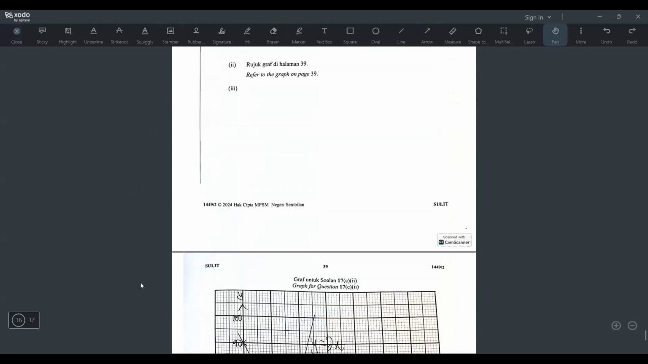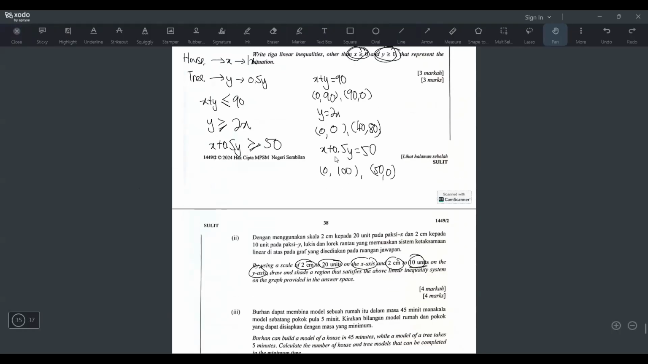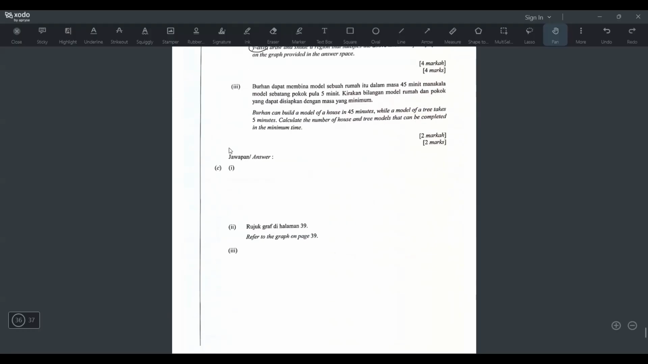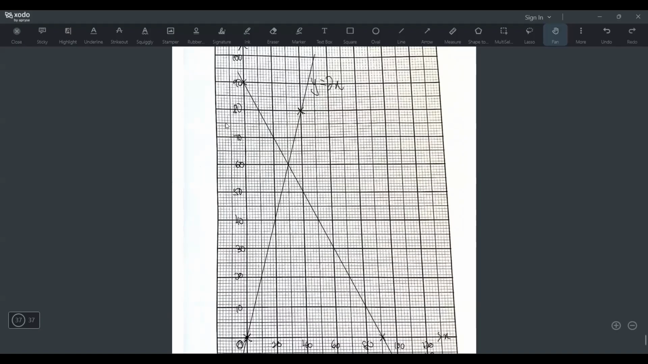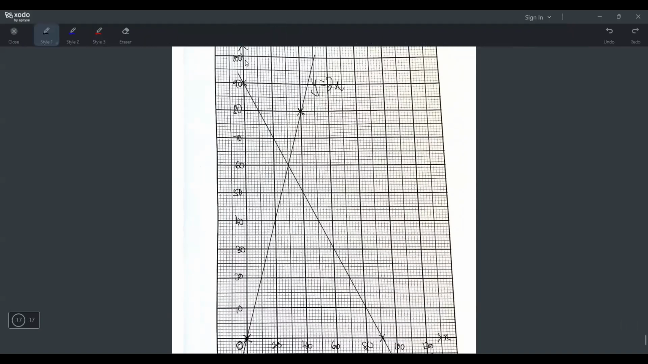Okay. This is my second line. Now for my last line, 0, 100, 50, 0. So let's go. Where is 0, 100? 0, 100 is here, up here. And then where is 50, 0? I think it's here, between 40 and 60. And then use your ruler. Do the same thing. Just draw the line. So draw it nicely.